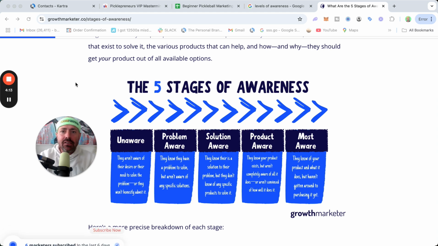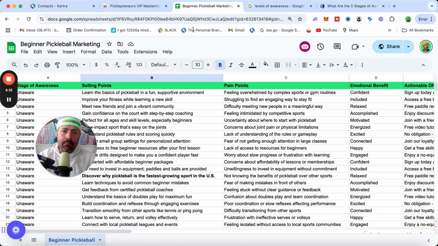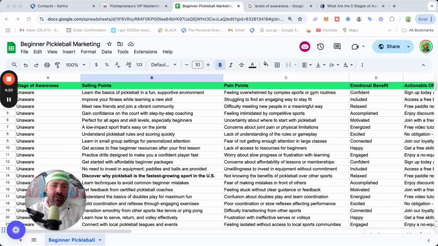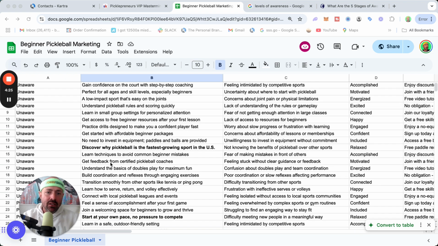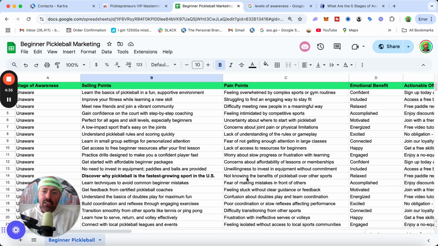All right. So let's go to this sheet, okay, in the example. I put the sheet together for beginners in pickleball marketing. Let's go through the different levels of awareness. So in the unaware stage, okay, discover why pickleball is the fastest growing sport in the US. Of course, this is targeted to more of an unaware stage. Now, in this column, which is the pain points, they don't know yet the benefits of pickleball over other sports. Okay, sounds great, pickleball, but why should I play it over the other things that I'm playing?